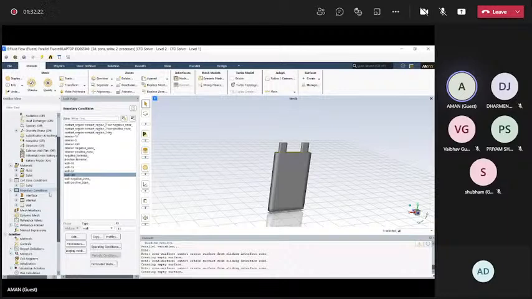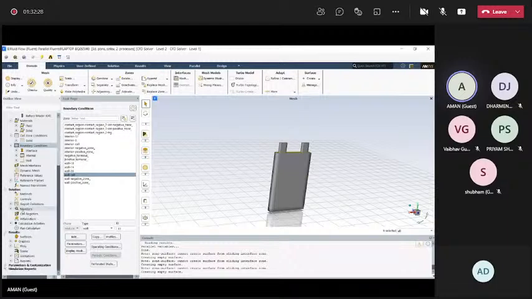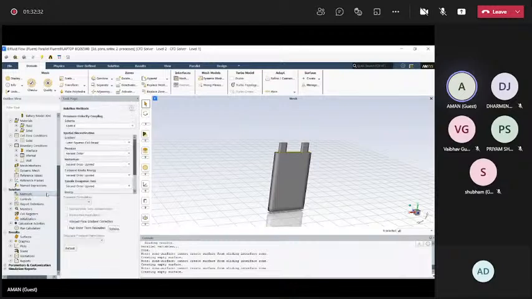Then we initialize this particular analysis, and we hit run calculation. Okay, and let's check the results. For the method, I have kept the default, so I didn't change any scheme or solution here. It is just default.